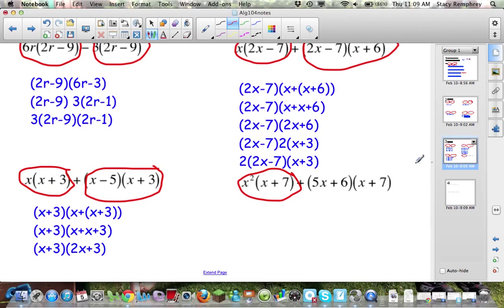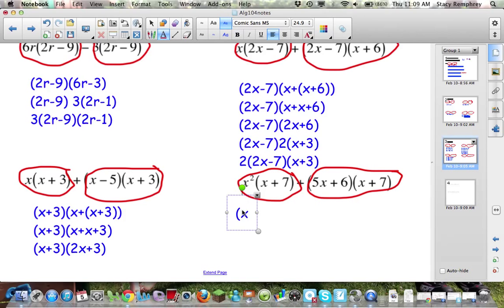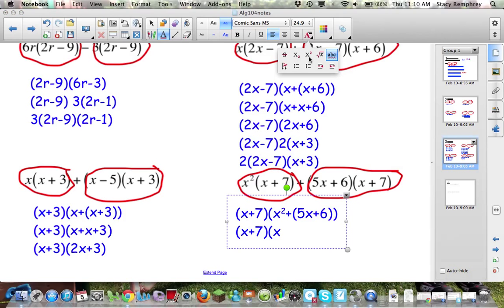Over here, we're going to do the same idea. This expression is being added with this expression. So they both have x plus 7 in common. From the first term, when I factor out the x plus 7, I'm left with x squared plus, again, that's coming from right here, plus 5x plus 6. It gives me x plus 7, x squared plus 5x plus 6. Okay, so I simplified as much as I could.